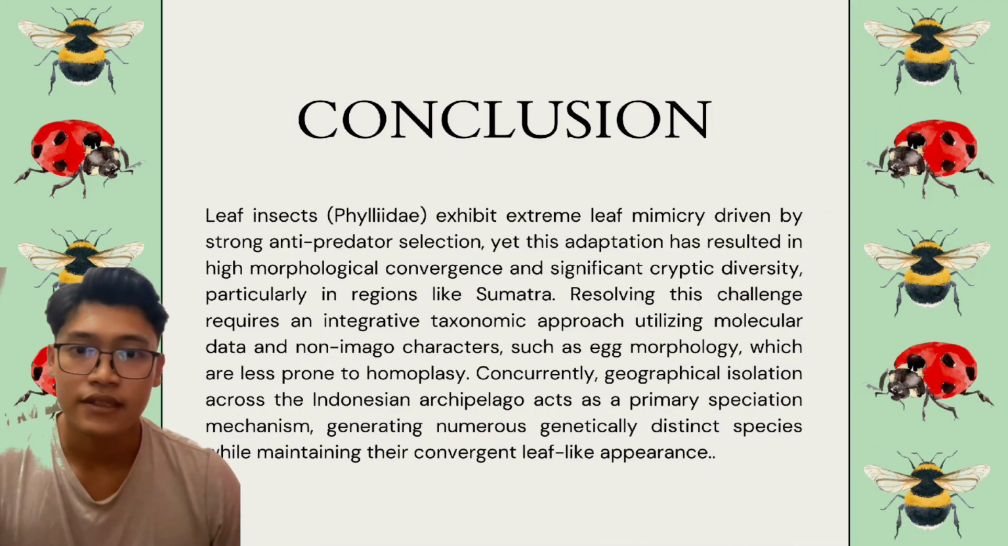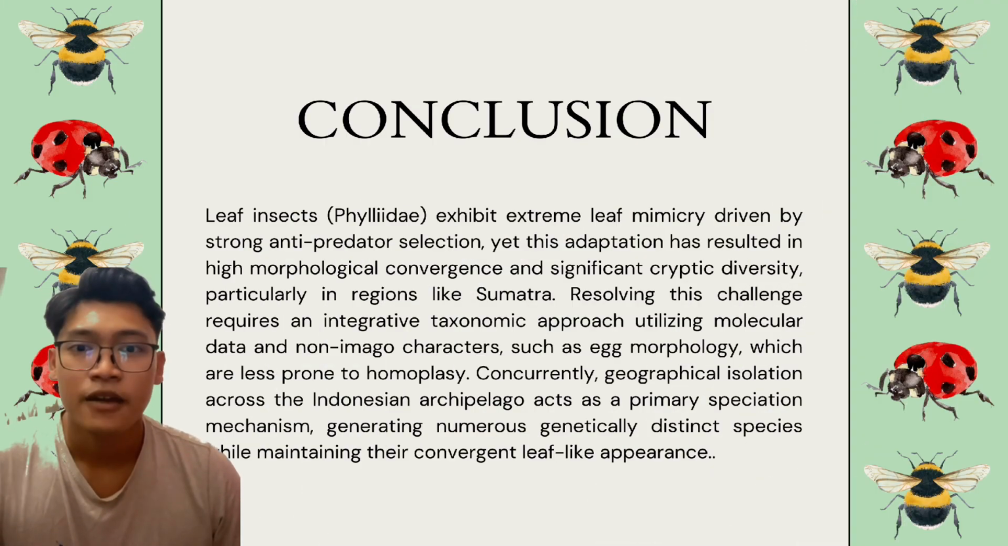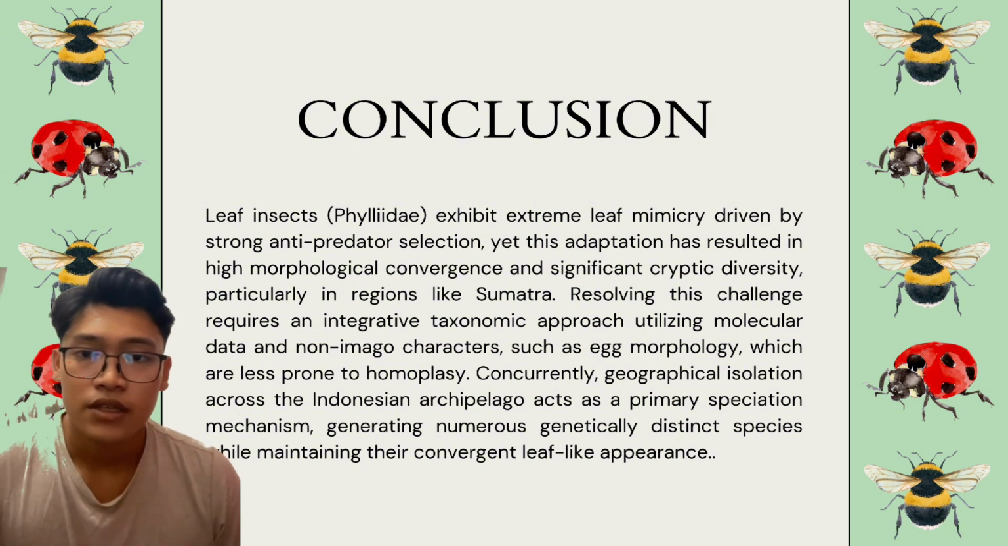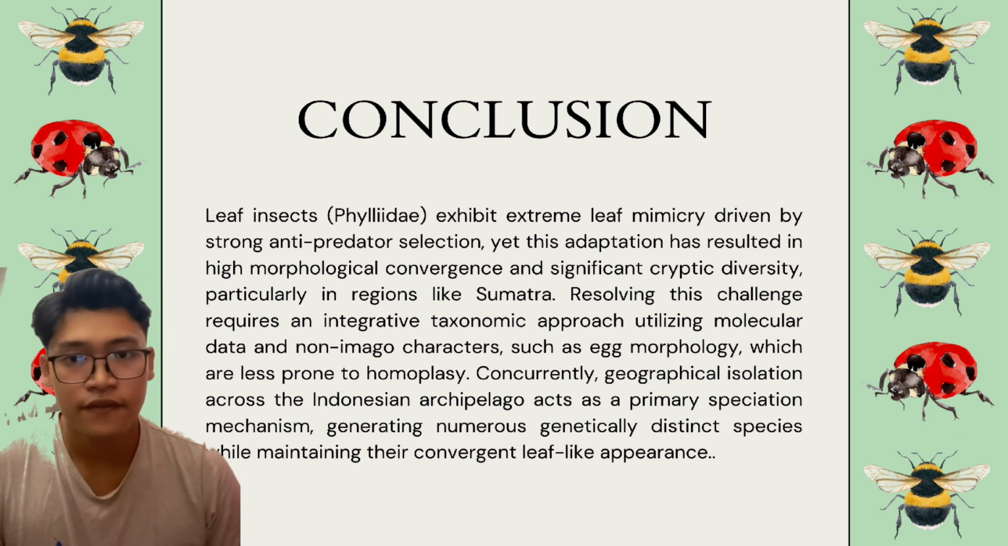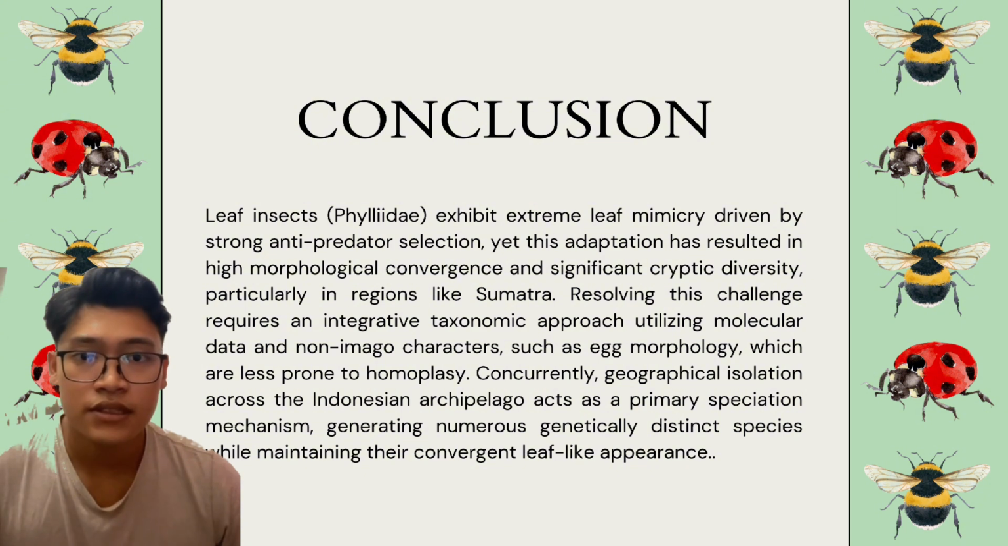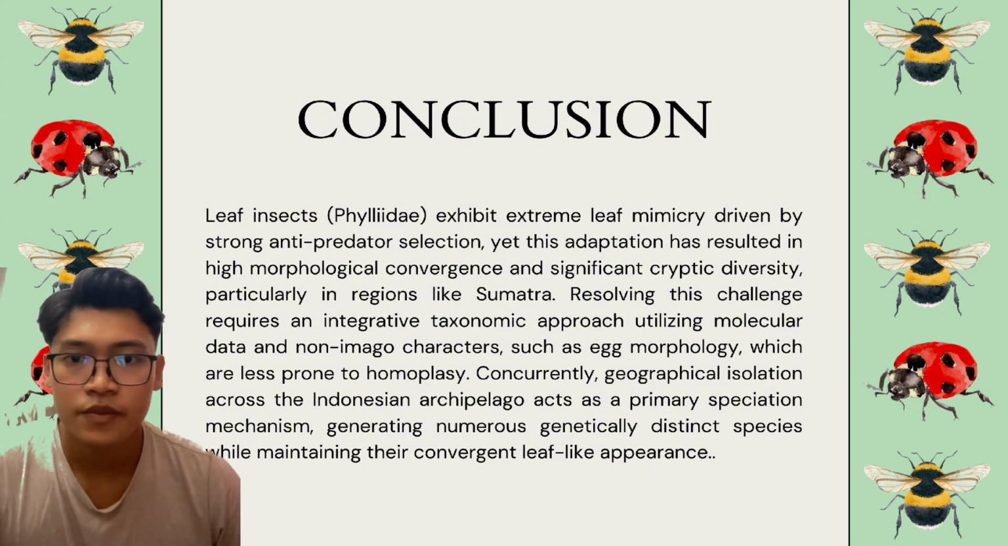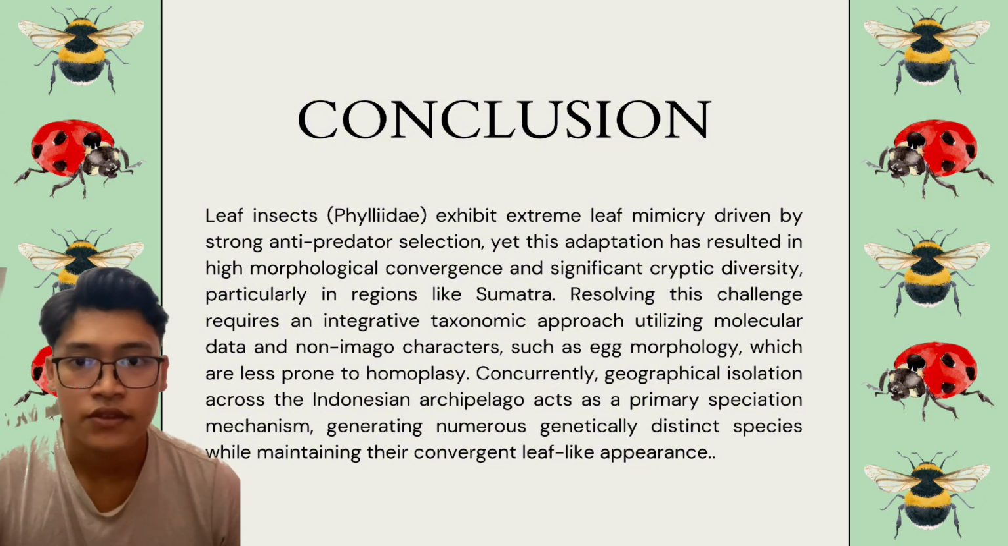In conclusion, leaf insects demonstrate the peak of crypsis, but this trait comes with widespread morphological convergence and cryptic diversity. Genetic analysis confirmed that geographical isolation across the Indonesian islands is the primary driver of speciation, creating genetically distinct lineages that nonetheless maintain their convergent leaf-like appearance due to powerful selective pressure. Ultimately, this reinforces the true diversity of Phylliidae, recommending moving beyond visible adult morphology to focus on reliable genetic and developmental markers.